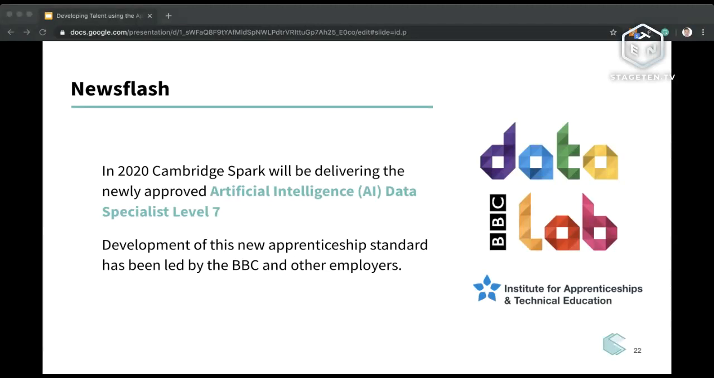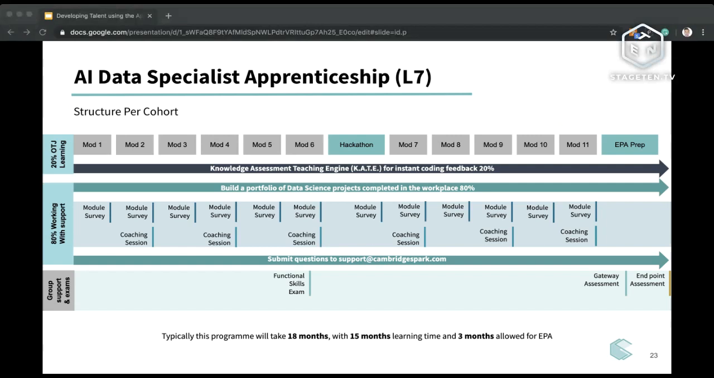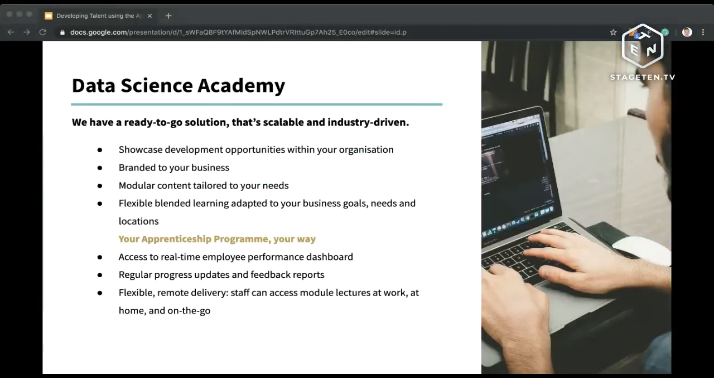And again, we have a plan. This is what we think it's going to look like. To do this, it's your apprenticeship program and it's run your way. If you want more information about this, I encourage you to contact me at the end of the webinar. And as I promised, these slides are going to be shared with you. I have included some links to some really good resources for further reading.